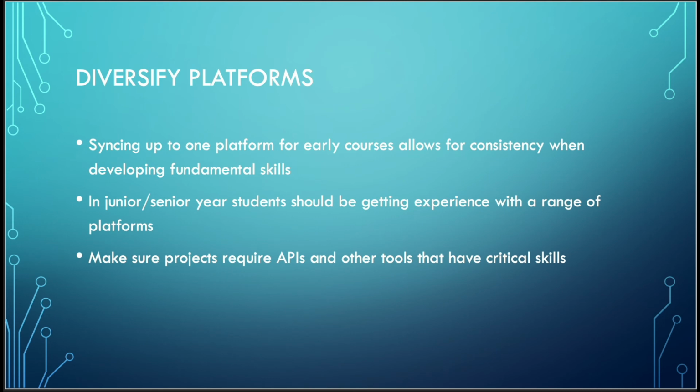Finally, in that, again, junior, senior year, we're looking to diversify platforms. Early on, when we're first starting to learn to program, we're picking one platform and we're sticking with it. We're just working on Google, we're just working on Amazon, we're just working with a Linux system. Whatever, right? Because we want to give them the consistency when they're learning fundamental skills.